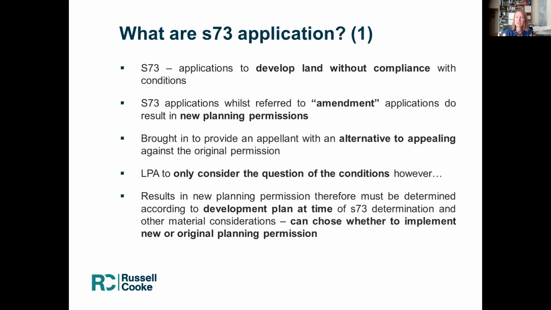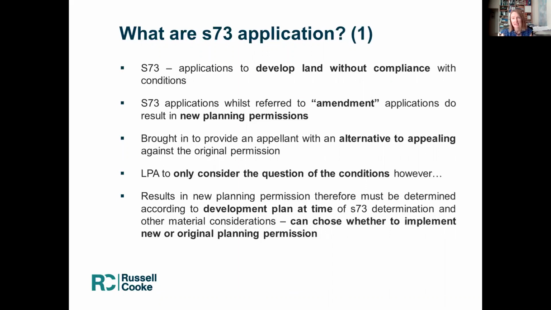So firstly, what are Section 73 applications? They are applications to develop land without compliance with conditions. They're commonly referred to as amendment applications, but that's a little bit of a misnomer because actually they result in a whole new planning permission, so that you have the original planning permission and your new Section 73 permission sitting alongside it, and the developer will always have the opportunity to choose which one to develop. Of course, they'll usually be going for the one that's amended, hence they went for the amendments in the first place, but don't always make that assumption.